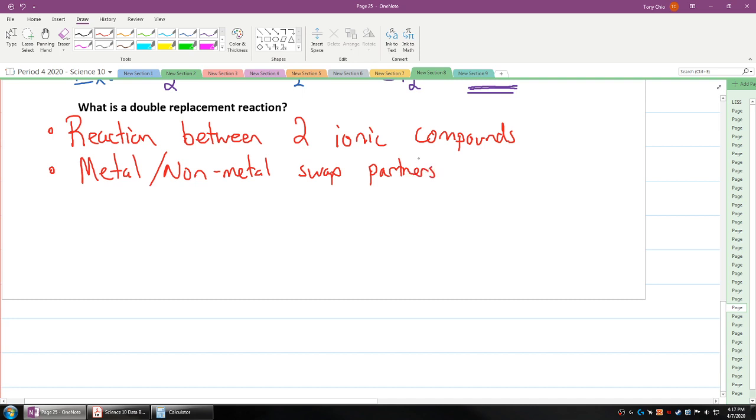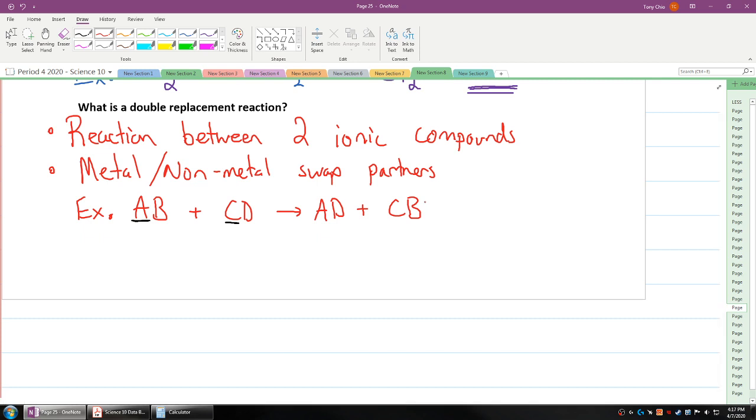So what does this mean? Well, if I write this as an example, if AB reacts with CD, what happens here is that these two will swap their partners. So A, which initially was with B, is now going to be with D. So in this case, your compound is going to be AD. C, which was initially with D, is now going to be swapping to become with B. And this is called a double replacement reaction.